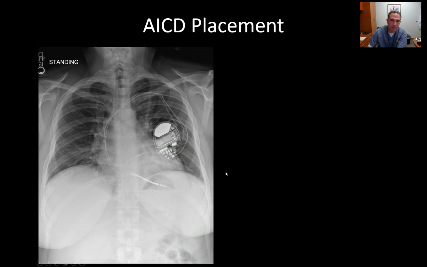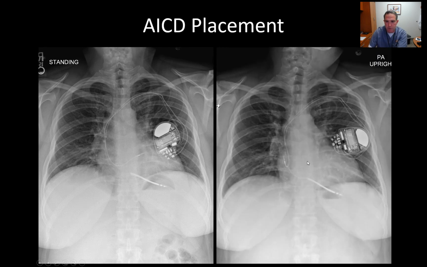Okay, AICD placement. Usually the right atrial lead hangs out over here. This one crosses over. You look at the prior, you're like, yeah, that's usually where I used to see it. So if you see that change, good idea to call. They can go and do EP studies and see if that has broken loose.